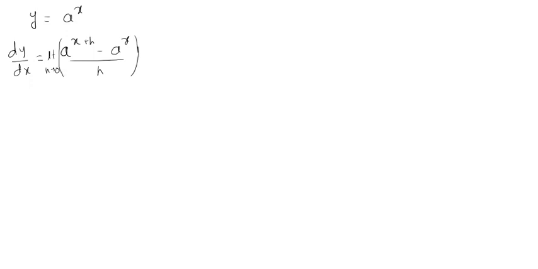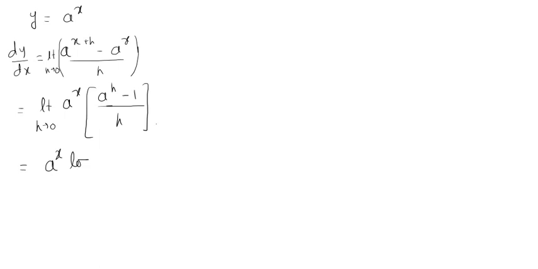So this will be limit h tending towards 0 of a to the power x multiplied by a to the power h minus 1 by h. Now we already know that this limit, a to the power h minus 1 by h, is equal to log of e base a. So this we have already discussed. So the derivative of y equal to a to the power x will be a to the power x into log of e base a.